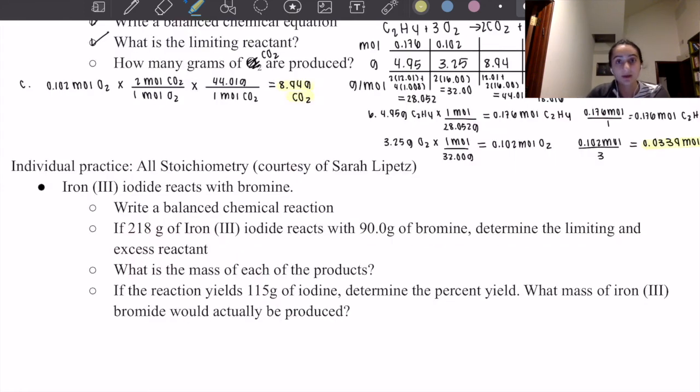So here's our problem. Iron 3 iodide reacts with bromine. You're going to write a balanced chemical equation. If 218 grams of iron 3 iodide reacts with 90 grams of bromine, determine the limiting and excess reactant, determine the mass of each of the products, and if the reaction yields 115 grams of iodine, determine the percent yield. And what is the mass of iron 3 bromide that would actually be produced? So give that a try on your own.